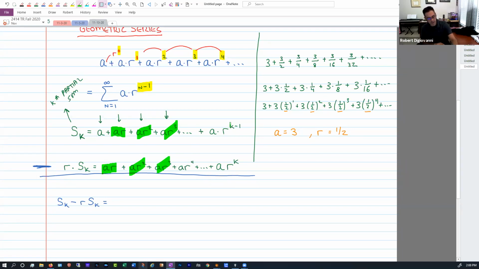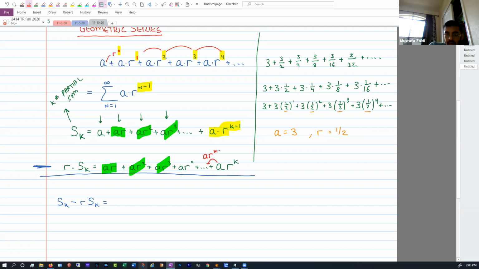Okay, now is this one going to cancel? Is the one in yellow going to cancel? No, I don't think so. What's the one right before this one? The ar in the last one, what's the power on that r, on the one that's right before it? k minus 1. k minus 1, right?